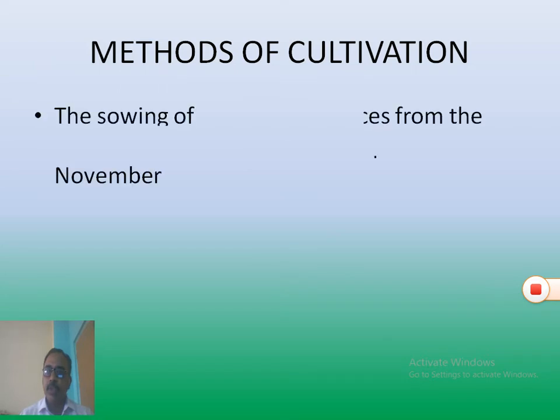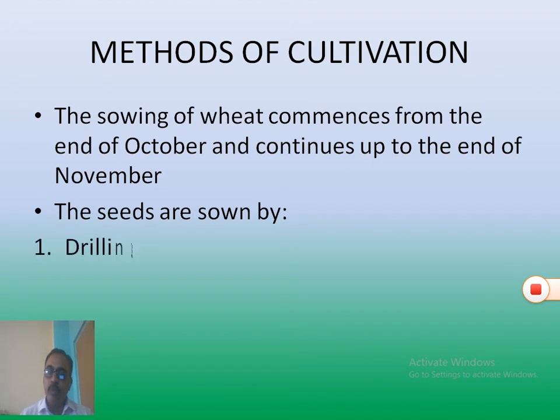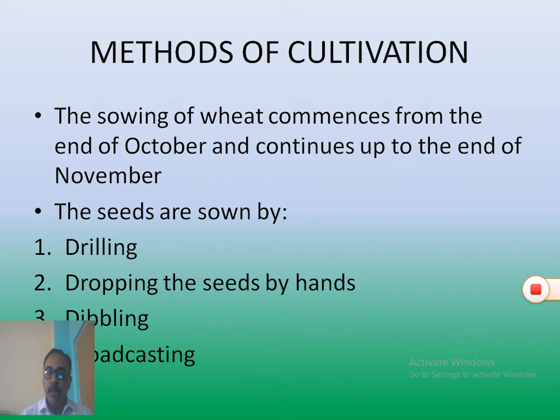Method of cultivation. The sowing of wheat normally commences from the end of October and continues up to the end of November. The seeds are normally sown by drilling, which we have already done in rice, then dropping the seeds by hand, and dibbling and broadcasting. We have already done all these things in rice, so I'm not going to explain it. It is the same thing.